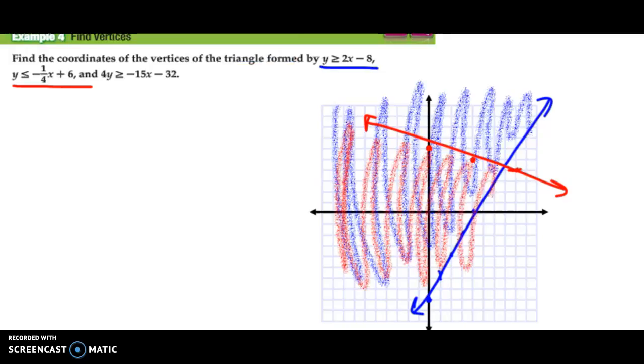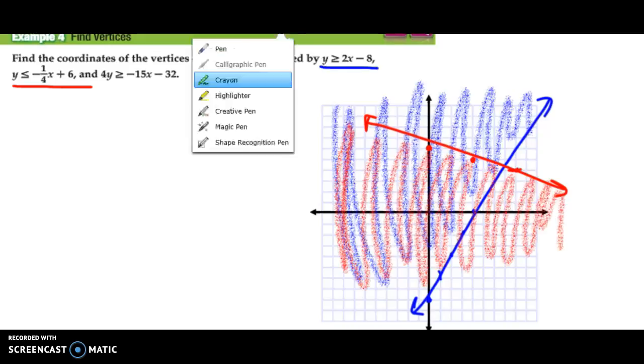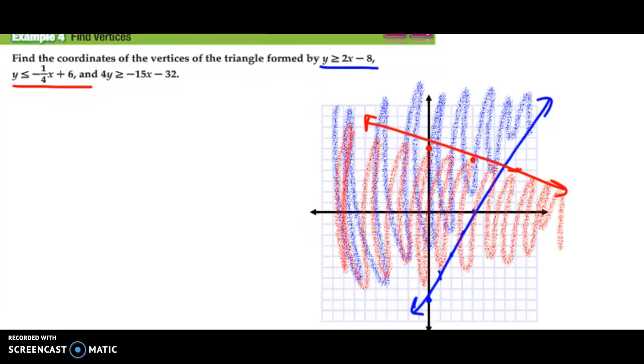We already see one region that's shaded in both colors. We have a third inequality right here. Unfortunately, this one is not in slope-intercept form. So what we're going to do is divide everything by 4, and we get y is greater than or equal to negative 15/4 x minus 8. So I start down at negative 8 again, and I have a slope of negative 15/4. So I can't go down 15 over 4, so I'm going to go up 15 and then back 4.